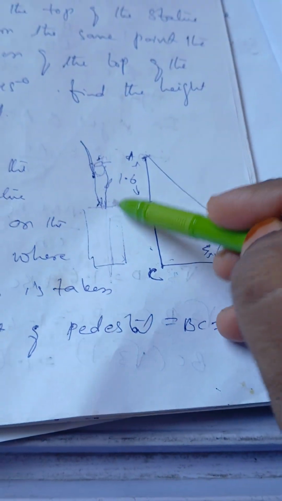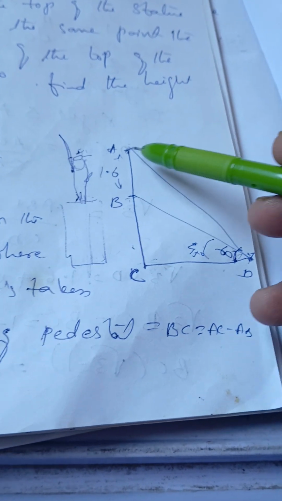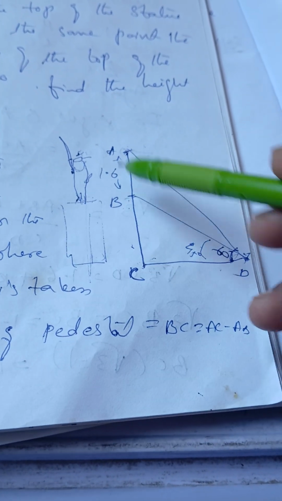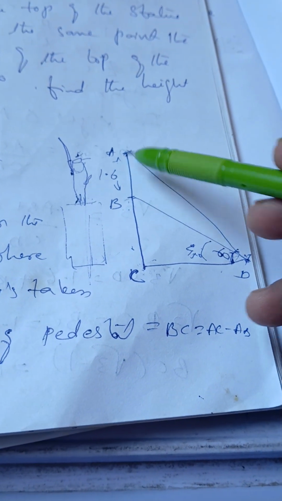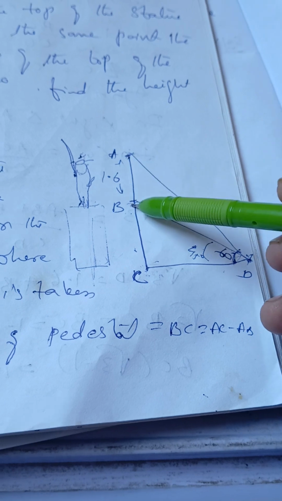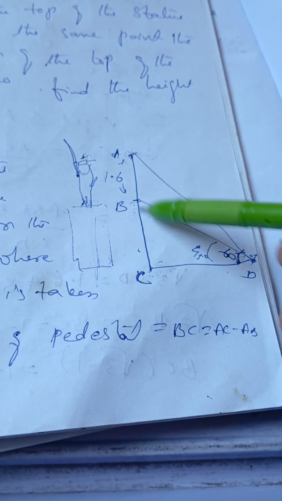So here I have drawn the figure. This is your pedestal and this is your statue. From the top of the statue to the bottom of the pedestal, this total is the height AC. And AB is the height of the statue, and the height of the pedestal is BC.